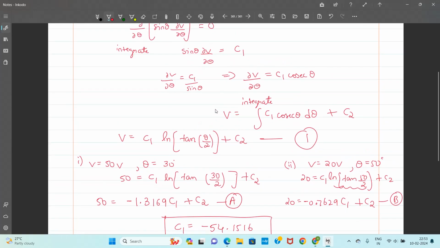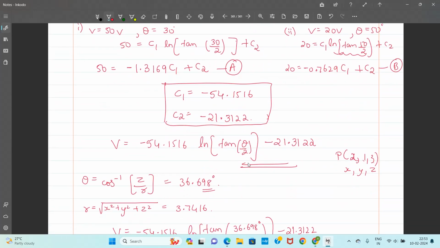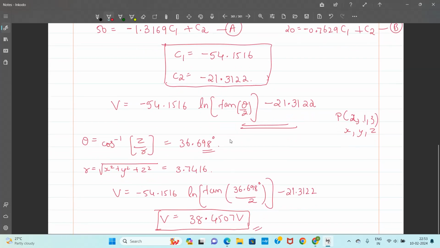Okay, the procedure is the same. Use the given conditions to find out C1, C2 value. Once you get that, put back in the main equation. And if some point is given, you have to use those coordinate values in the equation and simplify it to get one single value like this. Okay, so this is how we solve this problem.